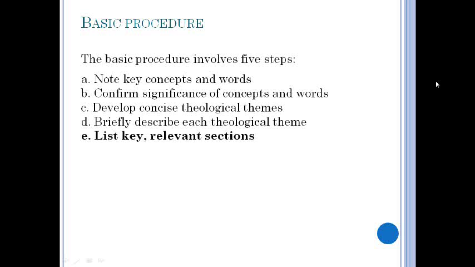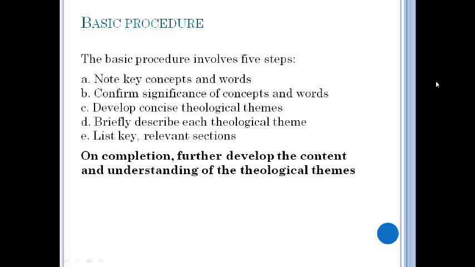And the final step is to list key relevant sections from the book or letter that relate to your description of the theological theme. At this point, the basic question you could ask yourself is to imagine that someone has come to you and said that they don't agree with you. In this way, you can show them, you can direct them to the parts of the book or letter on which you have based this theological theme.